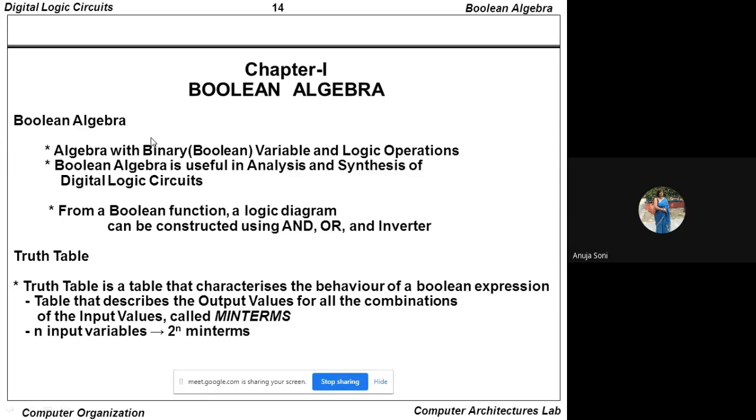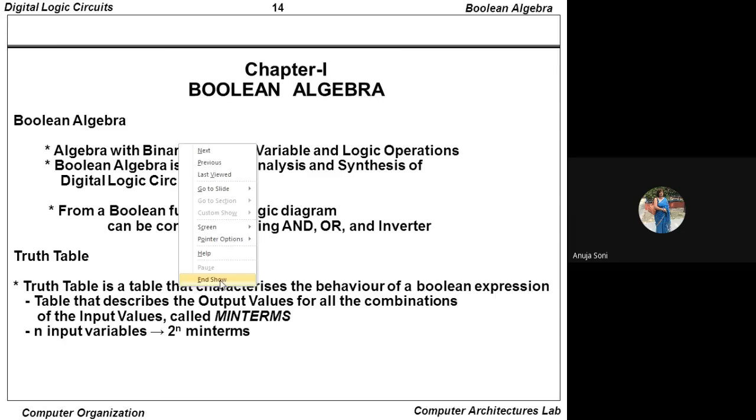Whenever we talk about Boolean algebra, essentially we are going to talk about a number of logic gates. We are going to talk about the truth table. A truth table is a table that characterizes the behavior of a Boolean expression. It describes the output values for all the combinations of the input values, called minterms, and input variables. If n input variables are there, then there will be 2 raised to power n minterms. I will explain all this in the subsequent slides.